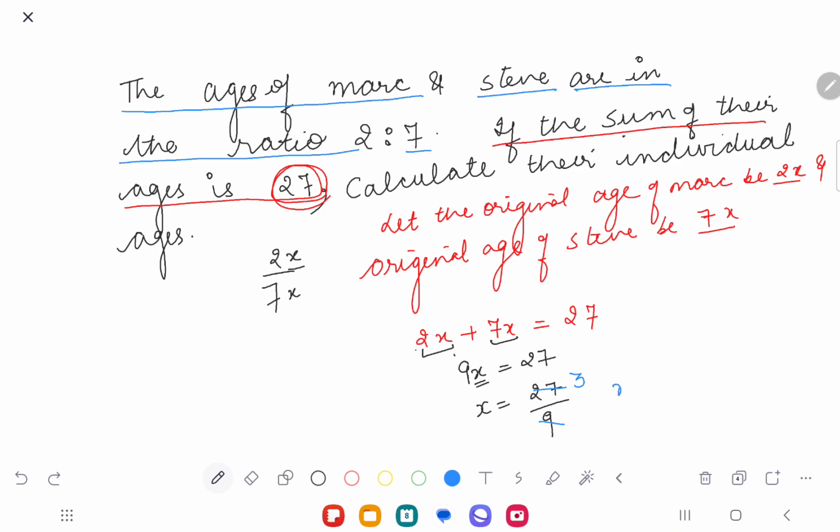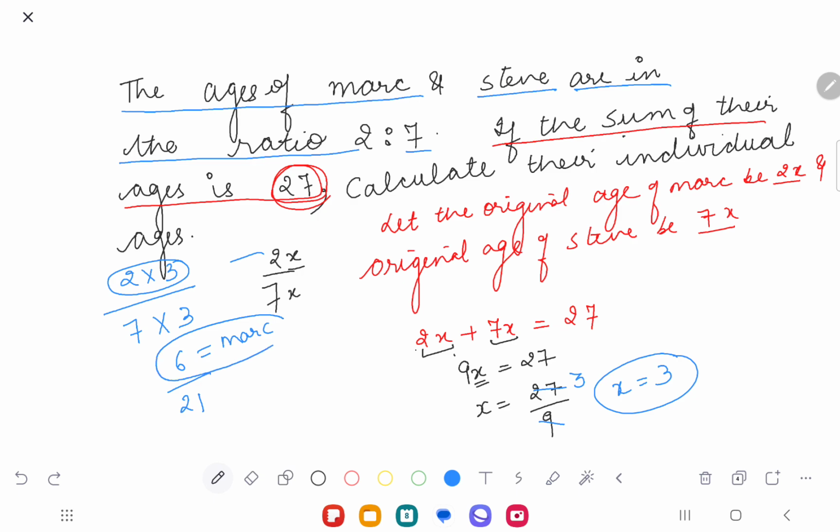So I have found out x, Adam. X is 3. X is 3 means the original age is going to be 2 times 3 and the other original age would be 7 times 3. That means I must have cancelled 3. That means the original numbers would have been 6 and 21. That means Mark's age would be originally 6 years old and Steve's age originally would have been 21 years old.